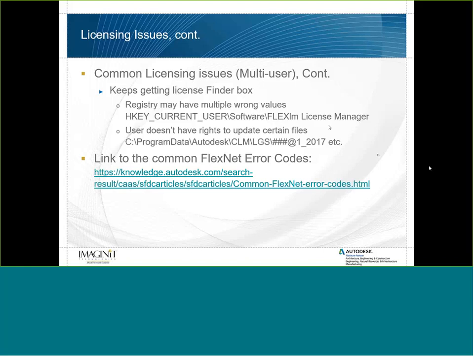And again, because I was talking about the common FlexNet codes, here's a link here for all of the common codes you'll ever run across from the Autodesk software side. Generally speaking, the ones that you'll see most often, again, are 0, -4, and -15. If you see another one that you don't know what it is, this link will help you determine where the problem may be.